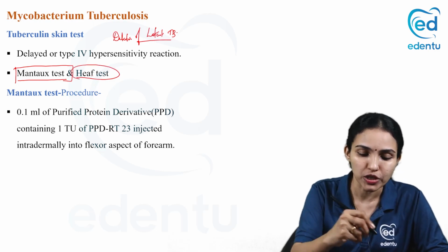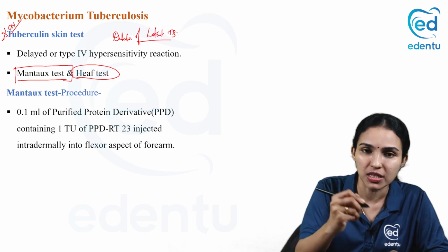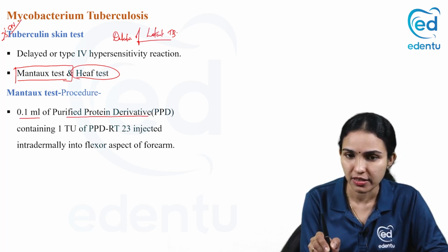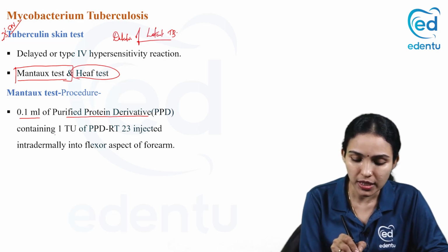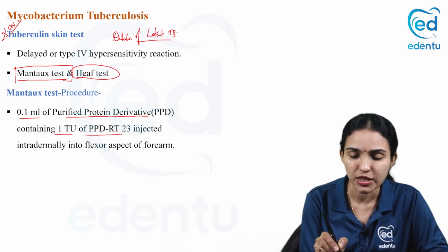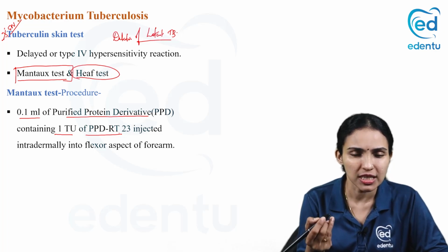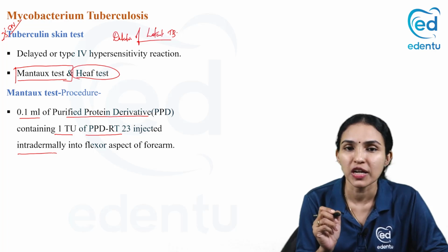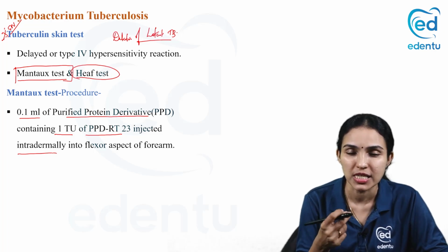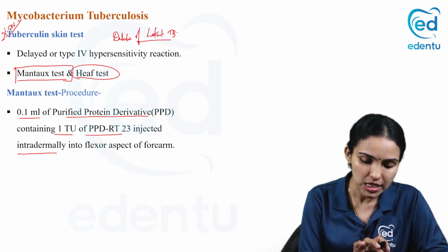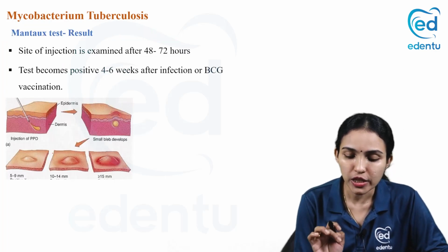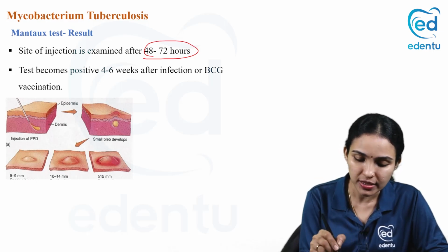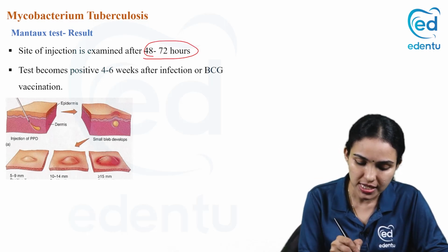You should know the procedure of the Mantoux test because this was a short note asked in a previous year question. In the Mantoux test, you give 0.1 ml of purified protein derivative, a tuberculin antigen containing 1 tuberculin unit of PPD RT23. That is the antigen we use. It is injected intradermally into the flexor aspect of the forearm, just like how you give the test dose of medicines. You ask the patient to come back after 48 to 72 hours, and then you see whether they have developed erythema and induration. You can see that here.